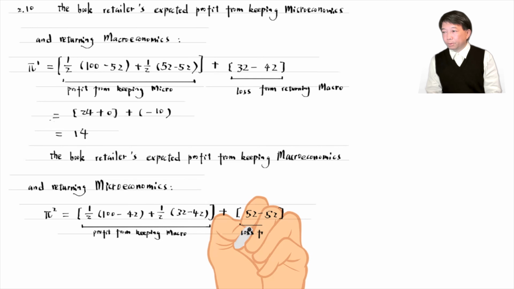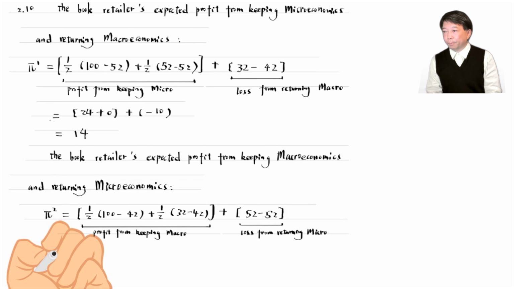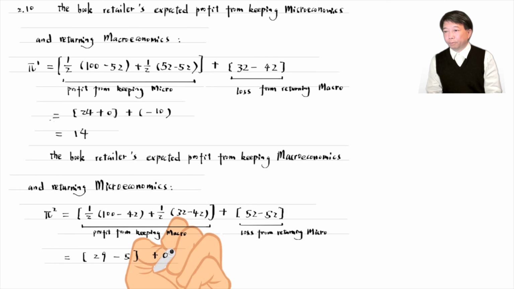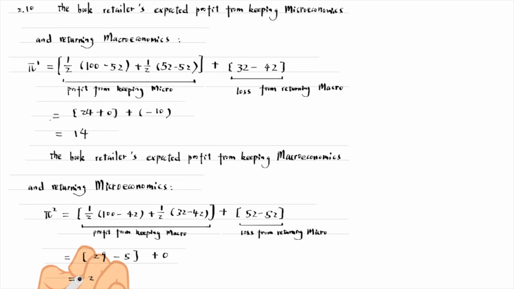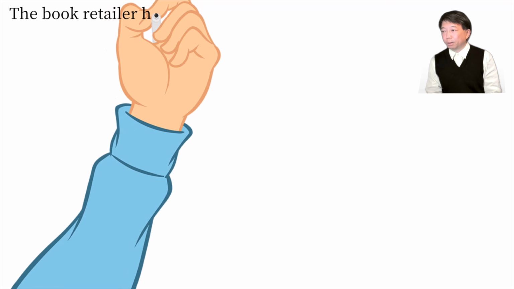The second part is the loss from returning microeconomics, which is 0. The total expected profit is 25. The book retailer has a higher expected profit returning microeconomics.